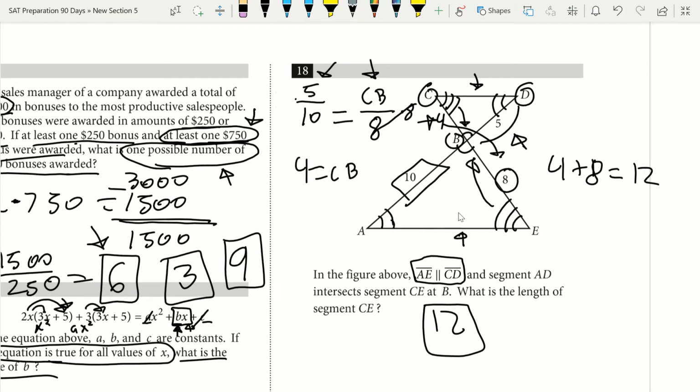So let's get rid of that line. We see I set it up as 5 tenths equals CB over 8. Okay, why didn't I set it up as 10 over 5 equals 8 over CB? Why didn't I do that?